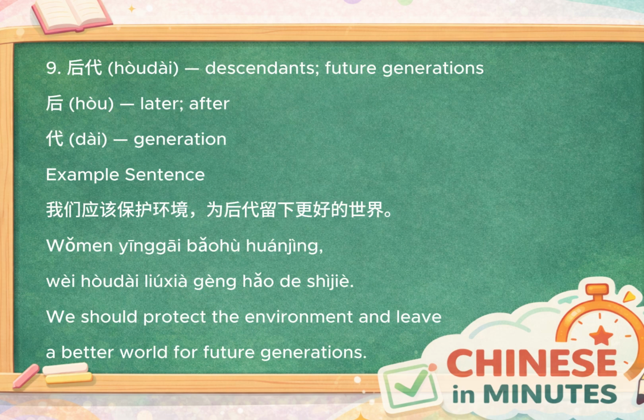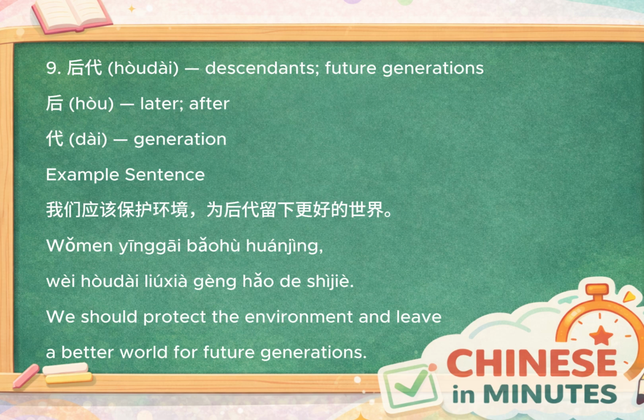Next, we have 后代, meaning descendants or future generations. 后 means later, and 代 means generation. Together, they refer to the people who come after us, such as our children and grandchildren. Picture a family tree growing larger with each generation. Everyone below you is your 后代.